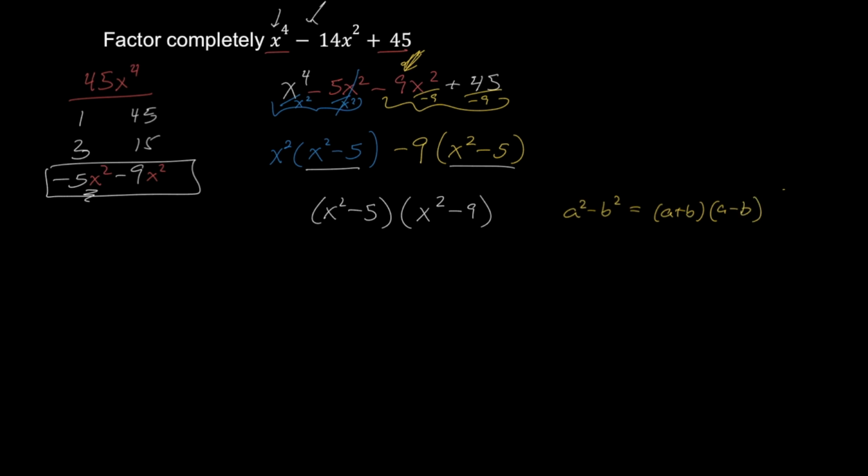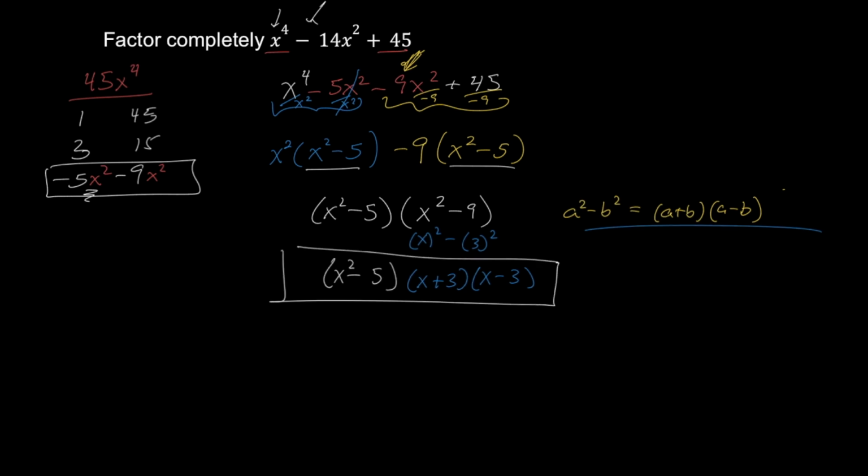So x squared is really just x squared, and 9 is 3 squared. So it follows this pattern where a is x and b is 3. So x plus 3 and x minus 3 are the factors of x squared minus 9. And my x squared minus 5 just comes along for the ride, making this the completely factored version.